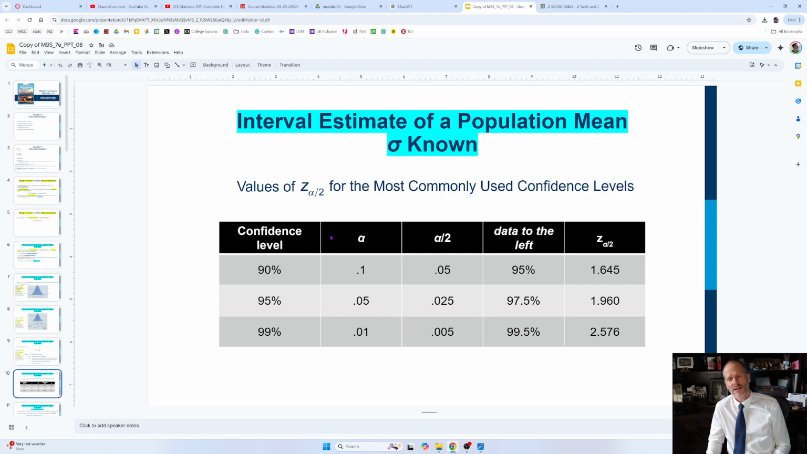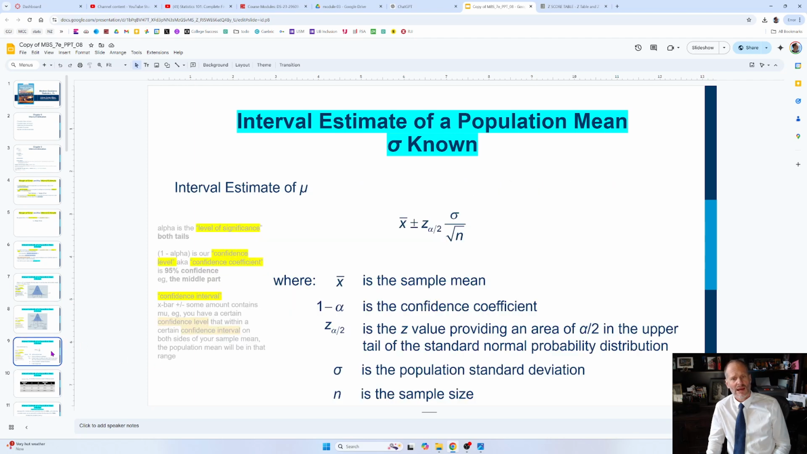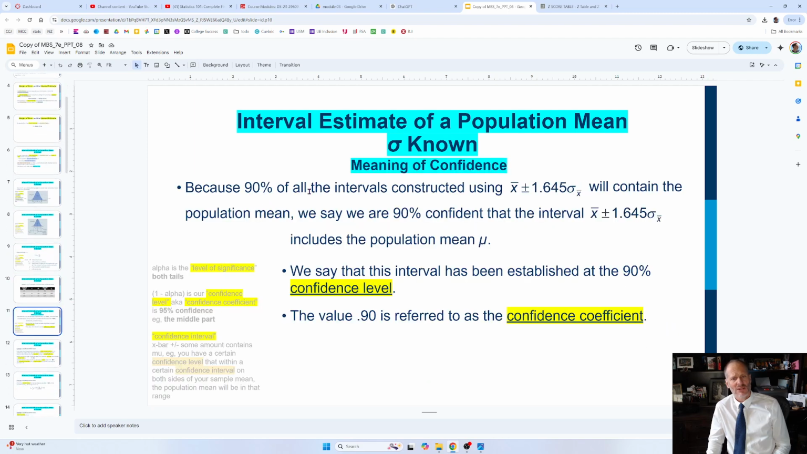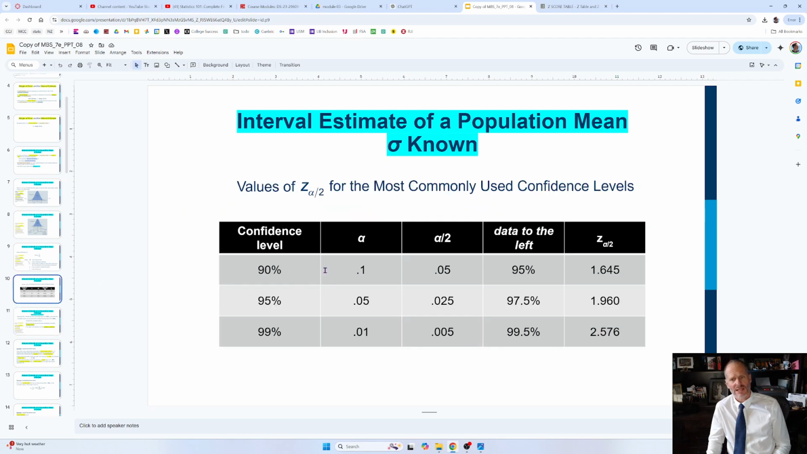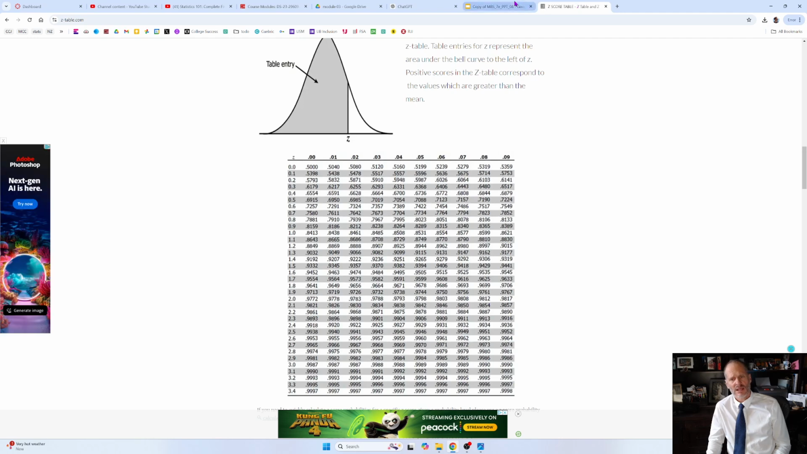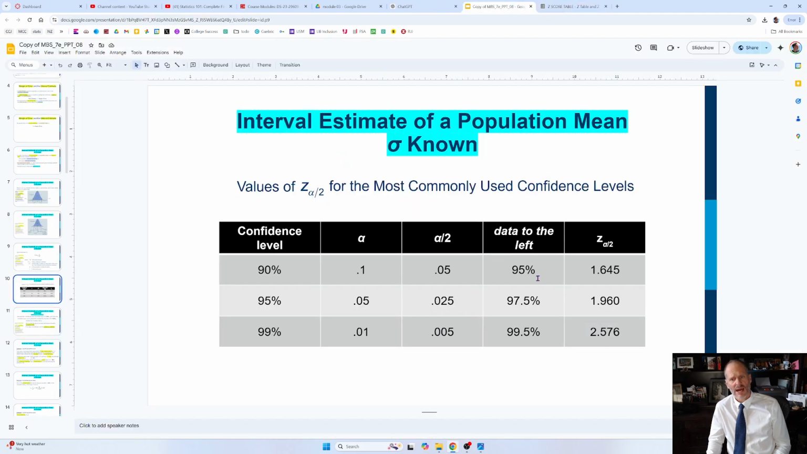And so this point is 1.96 standard deviations from the mean. And when we have that, we could come down here and say that 90% of all the intervals constructed use x bar plus or minus 1.645. 1.645 is the z-score for the 90% confidence level. A 90% confidence level means that we have 95% of the data to the left, because our alpha is 10%.